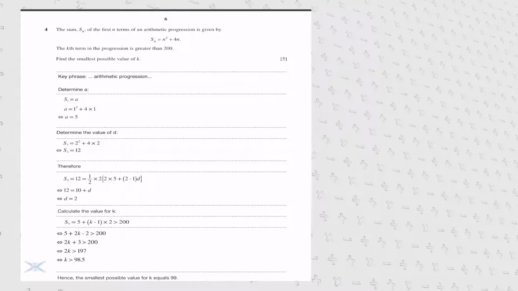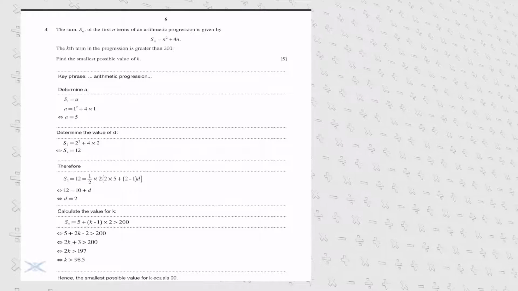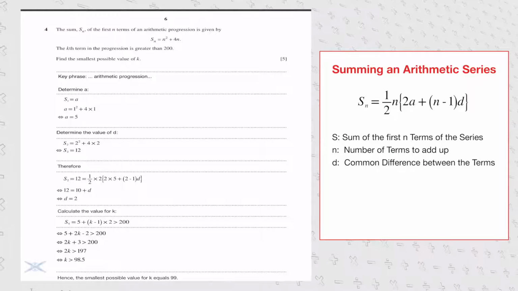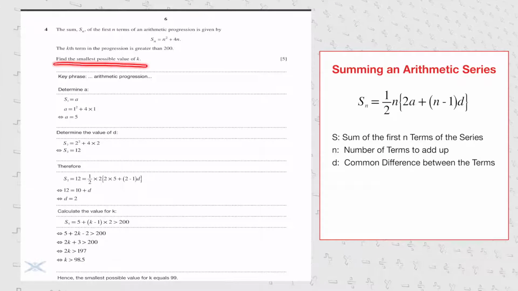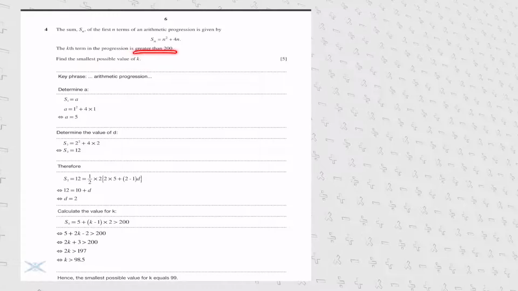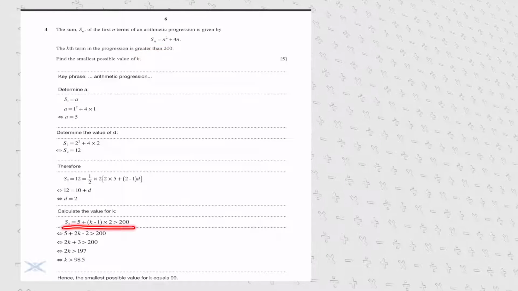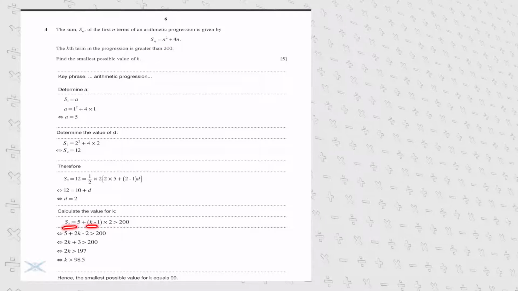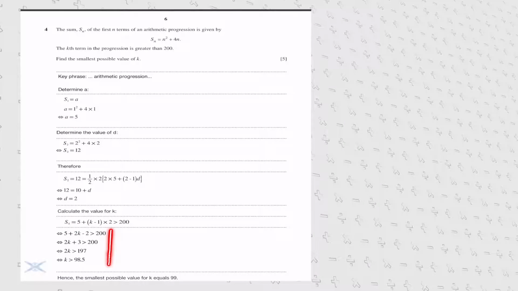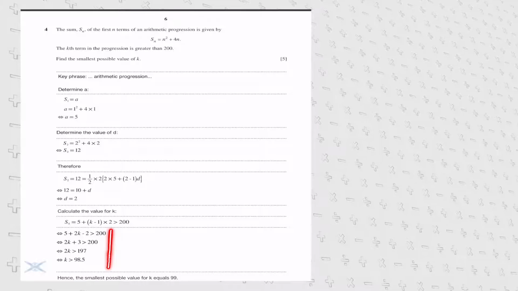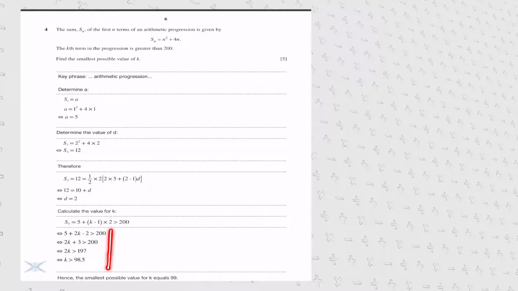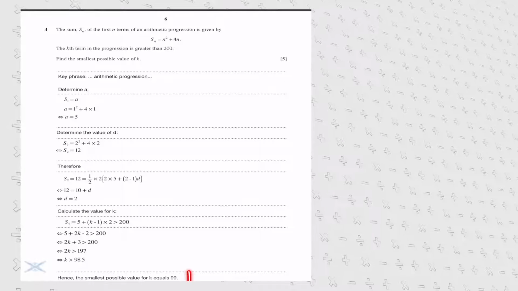Finally, we can now use the formula for summing an arithmetic series, which you can find on the right hand side of the screen, in order to calculate the smallest value for k for which the progression is greater than 200. For that, we will set up a corresponding inequality, whereby we will replace n with k and a with 5. After rearranging this inequality, we arrive at the conclusion that k needs to be larger than 98.5, and since k needs to be a natural number, the smallest possible value for k equals 99.